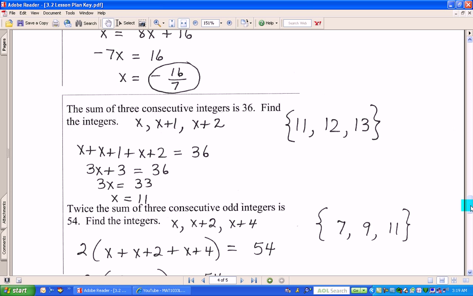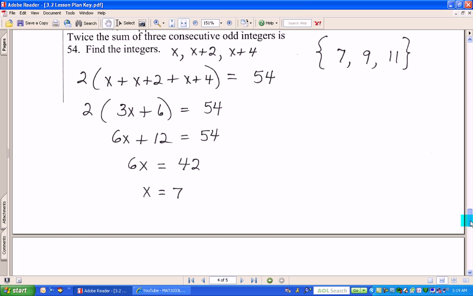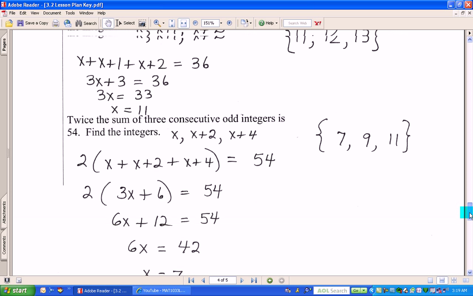Now, the next question involves integers. Oops, I'm sorry, I went too far. Here we go. Alright, twice the sum of three consecutive odd integers is 54. Find the integers. Now, we're going to call the first integer x.